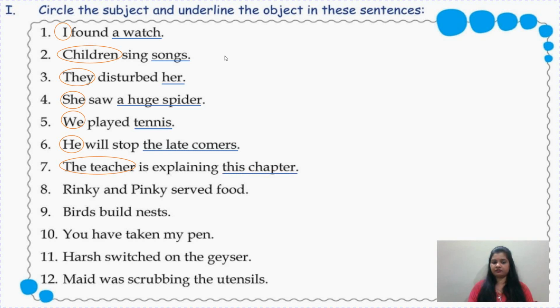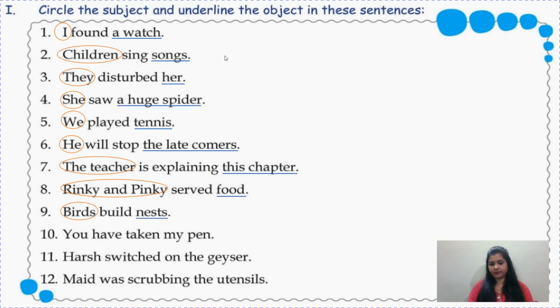Rinky and Pinky served food. Whom we are talking about here? Rinky and Pinky. Served is again verb and food will be object. Birds build nest. Birds subject. Build is verb and nest is object.